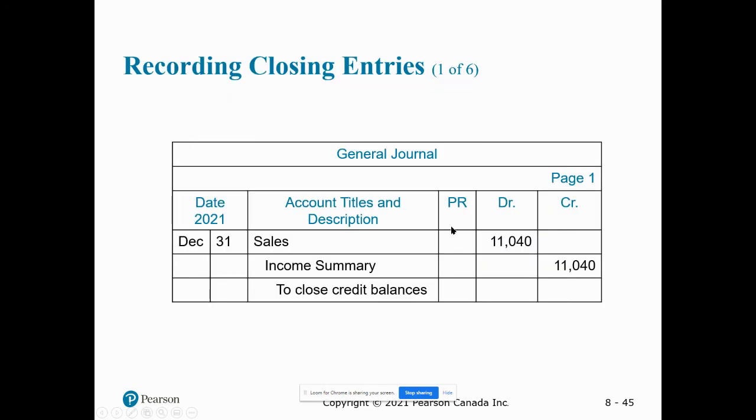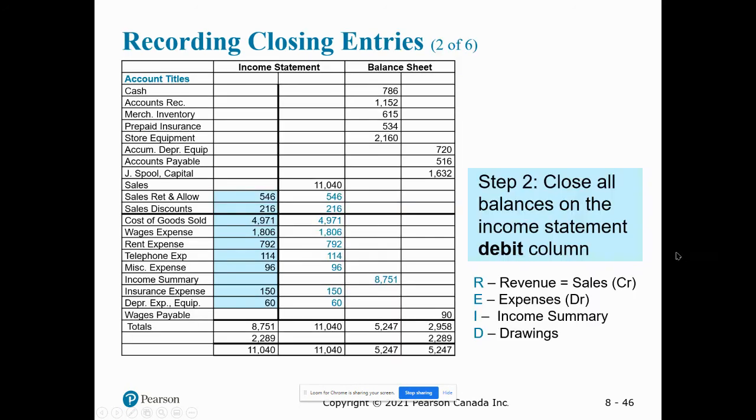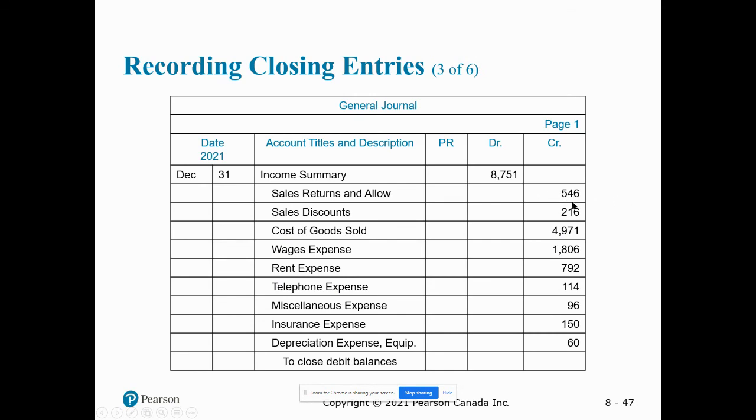So we're going to debit the sales, credit the income summary, and this closes the credit balances of the revenues. Next transaction is we go through all of these different debit accounts, and we're going to close all the debit accounts, the temporary accounts, to the income summary. So I go through and I say, here's all the debit accounts.